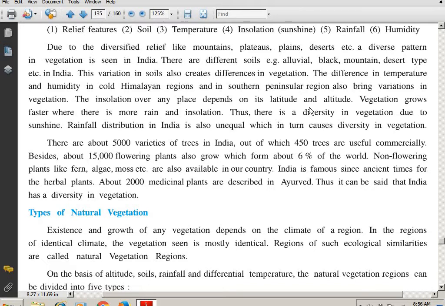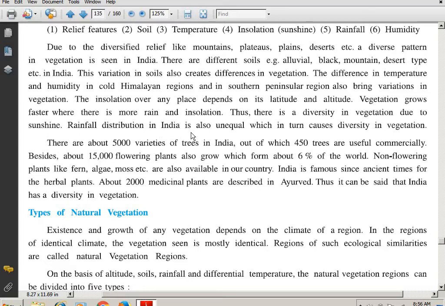Vegetation grows faster where there is more rain and insolation. Of course, where there is more rain, the soil seems to be good, fertile, and so if there is also good sunshine, you will naturally get good vegetation in that area. Thus, there is a diversity in vegetation due to sunshine.